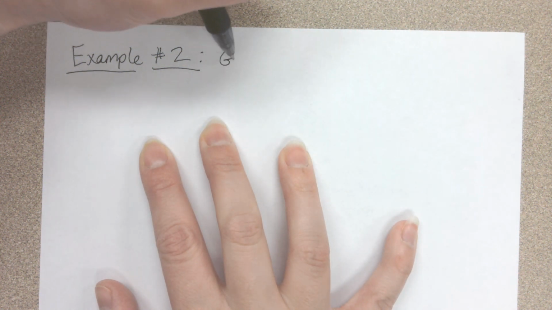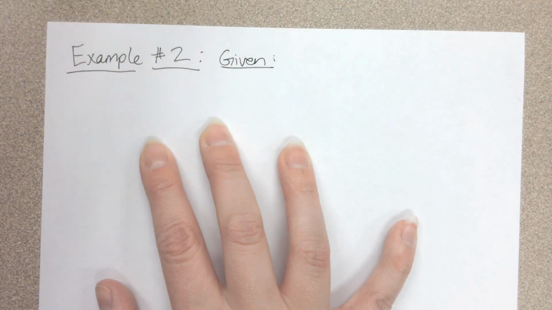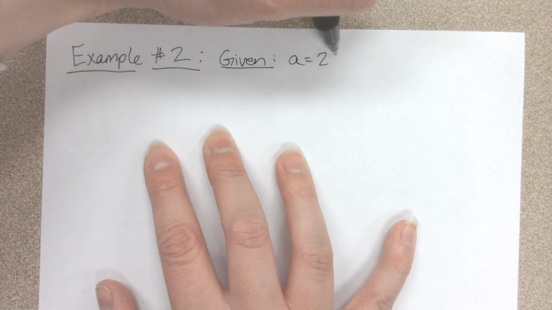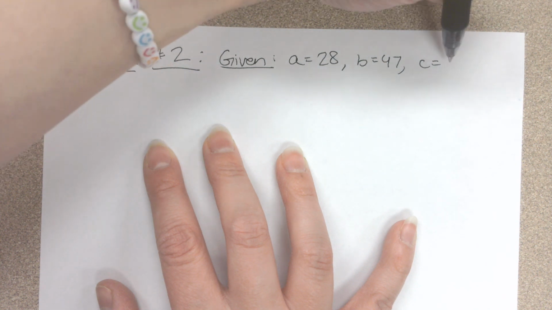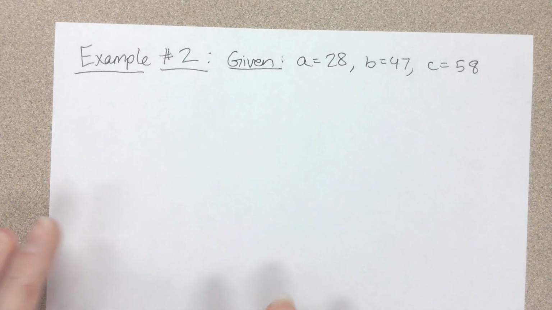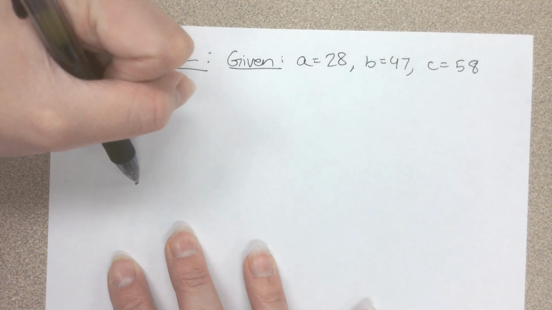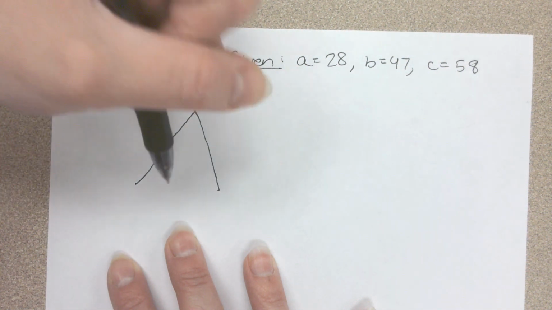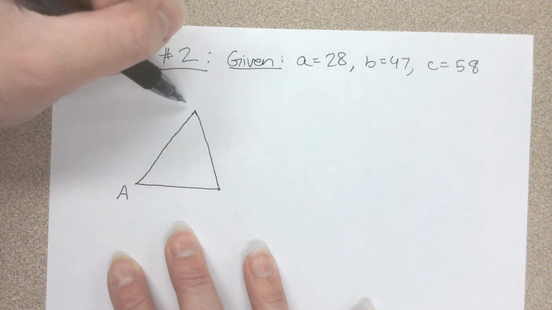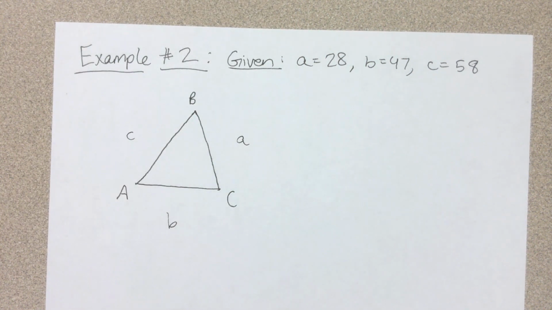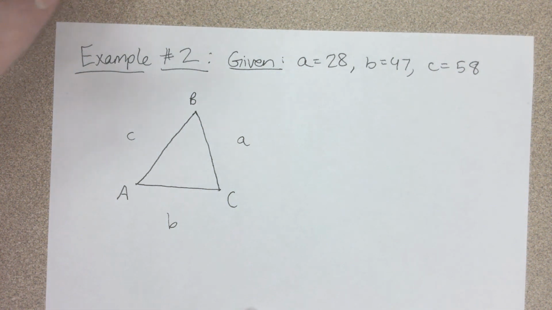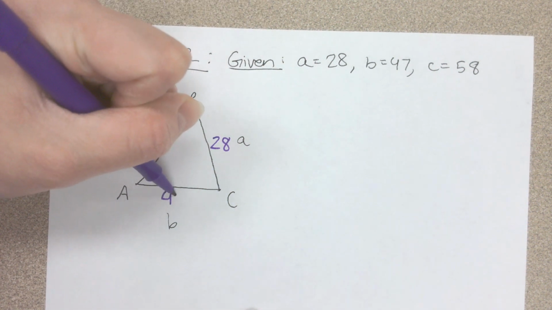Same directions apply. I won't rewrite them. Solve the triangle, round to the nearest tenth. Given A is 28, B is 47, C is 58. Triangle, angles ABC, and sides ABC. A is 28, B is 47, C is 58.